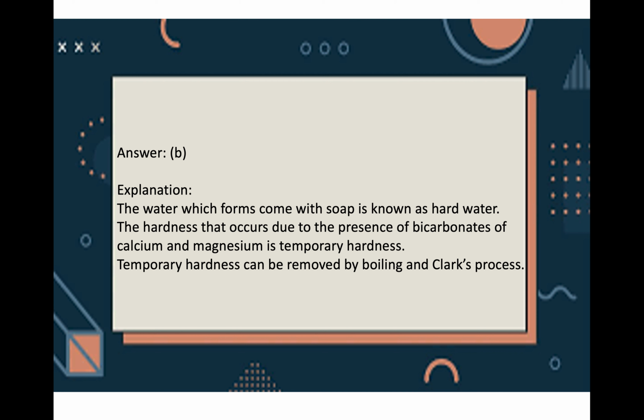Water does not lather with soap when it is hard water. It gives foam or lathers only with soft water. Why does the hardness occur? Because of the presence of bicarbonates of calcium and magnesium, which is temporary hardness, which can be removed by boiling or Clark's process.